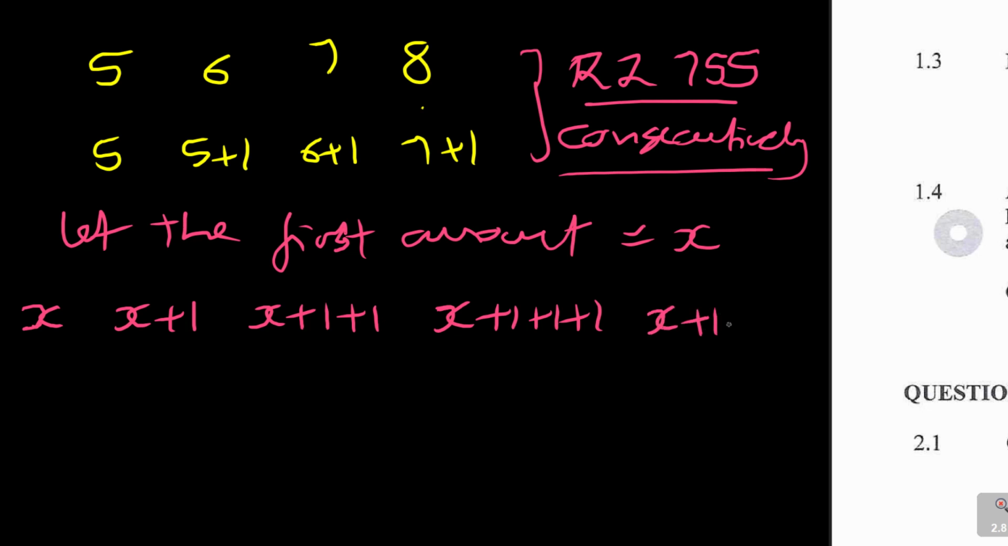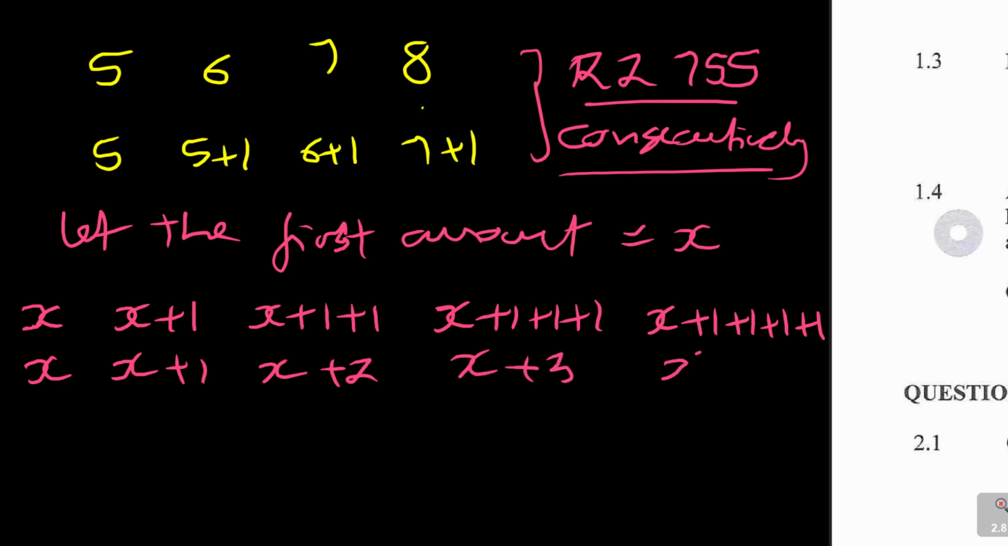It's x plus 1 plus 1 plus 1 plus 1. You see? So when you simplify, he gets x. This one is x plus 1. This is x plus 2. This is x plus 3. This is x plus 4. Do you see what's happening?